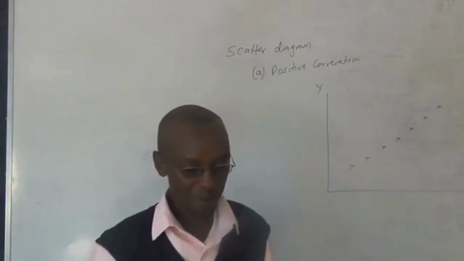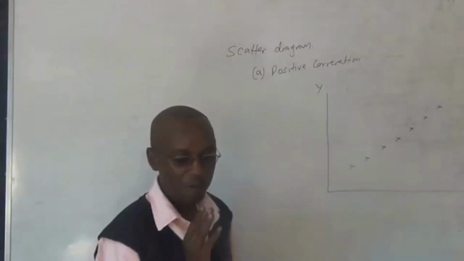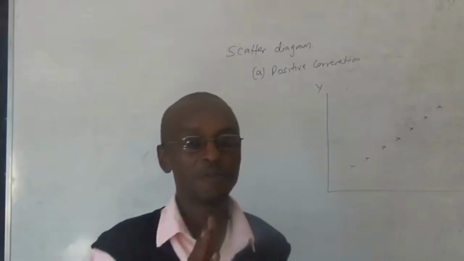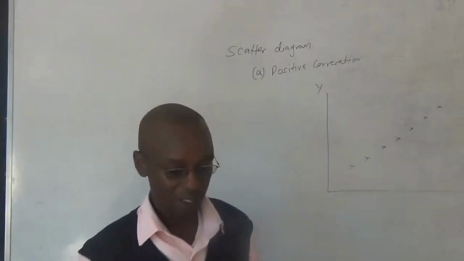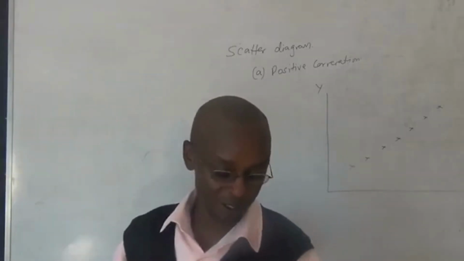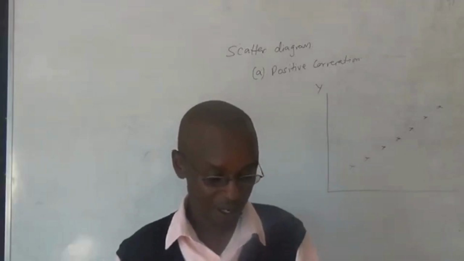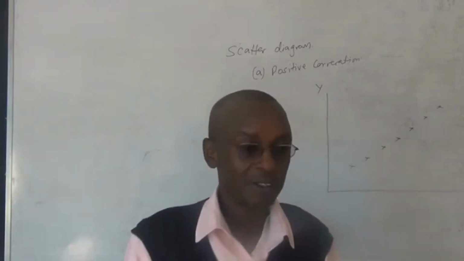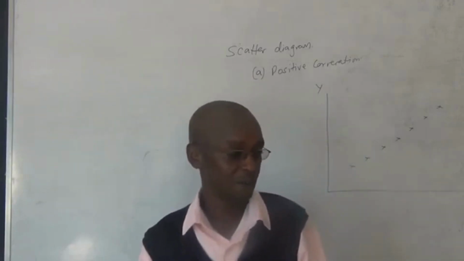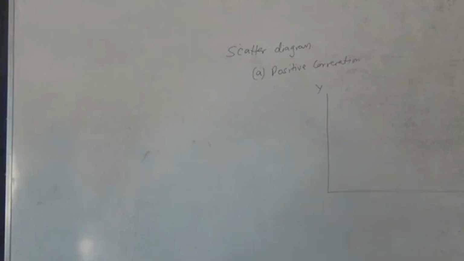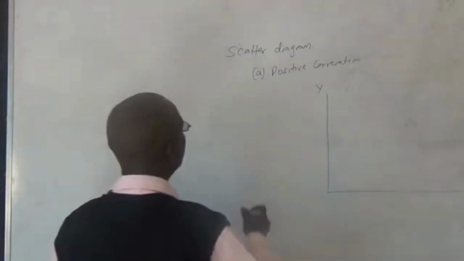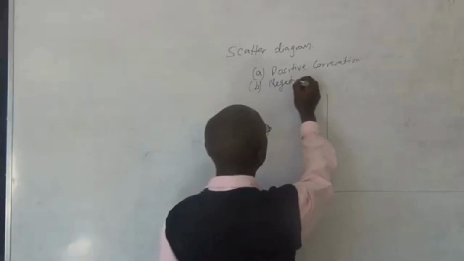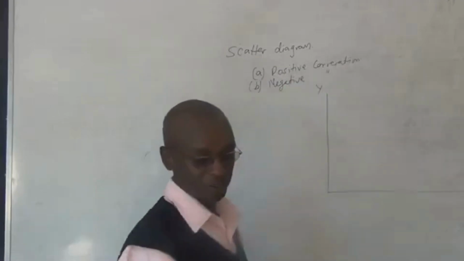Positive correlation, both variables move in the same direction. Example, income and expenditure, advertising and sales. Those are two examples. We also have negative correlation.